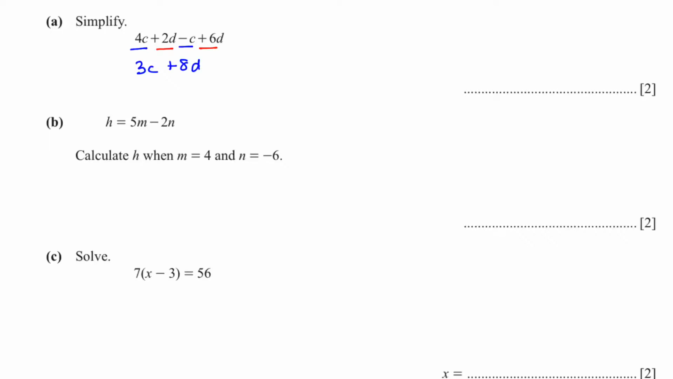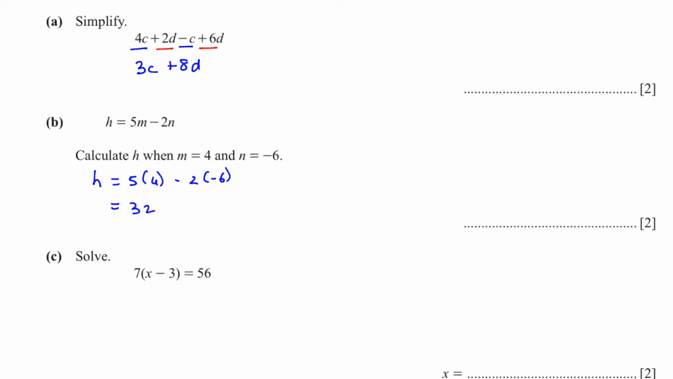In part B, h is equal to 5m minus 2n. We have to calculate h when m is 4 and n is negative 6. So we are just going to replace it and put the whole thing in the calculator. Be careful that you put the brackets correctly, and this will give us 32.